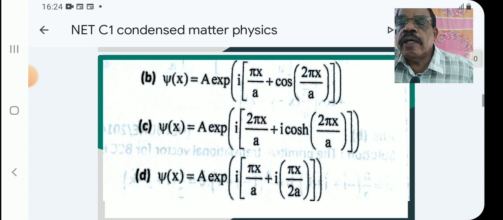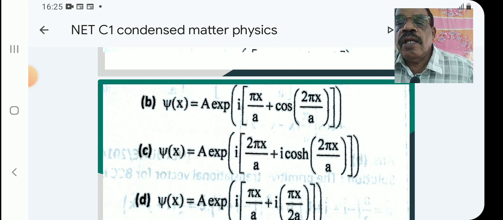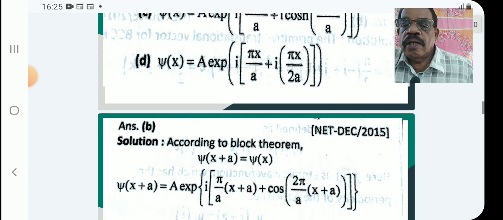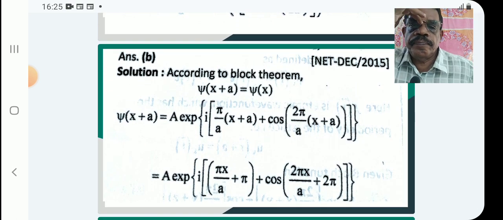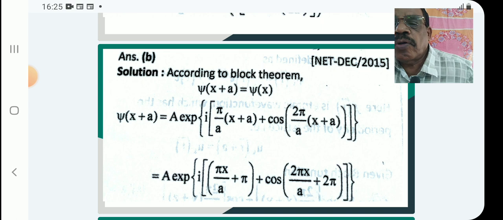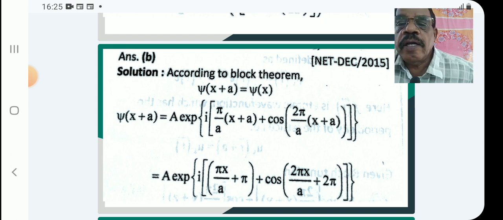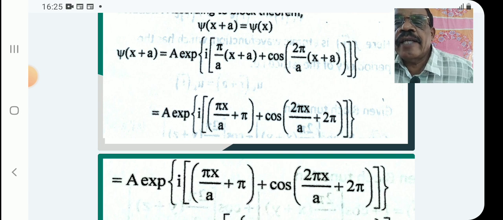What is the answer? Answer is B, that is psi(x) is equal to A exponential i pi x by a plus cos 2 pi x by a. The reason is given here. According to Bloch's theorem, psi(x plus a) is equal to psi(x). That we know. So psi(x plus a) is equal to A exponential i pi by a (x plus a) plus cos 2 pi by a (x plus a). That we simplify. That is A exponential i pi x by a plus pi.